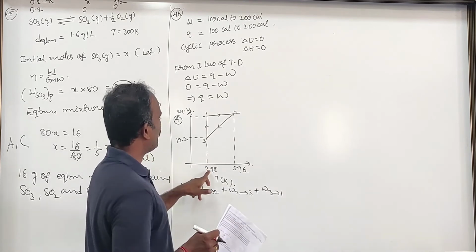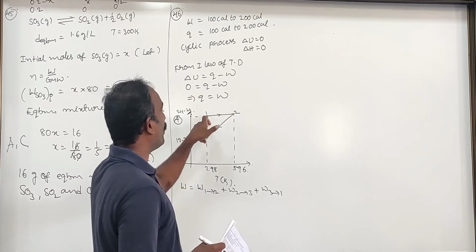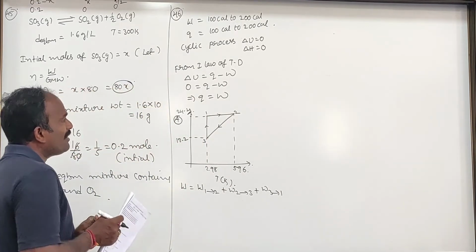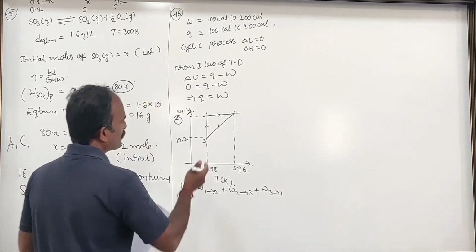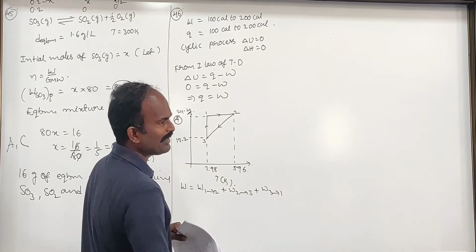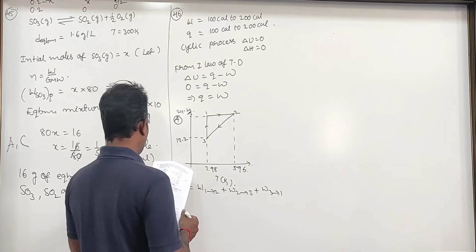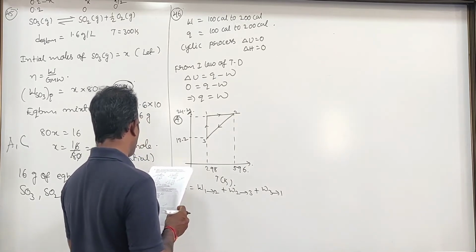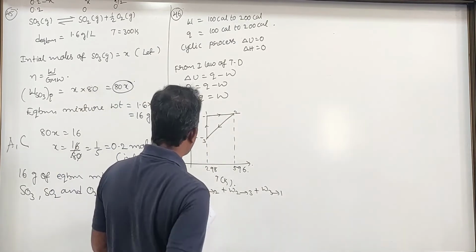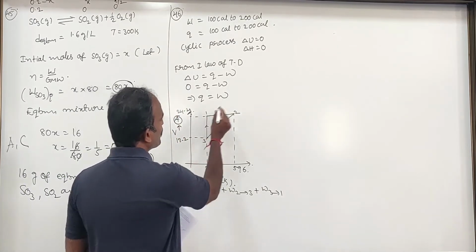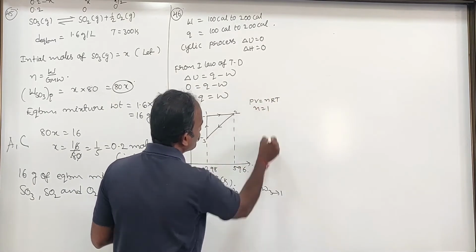How to calculate the work done from 1 to 2? Here the temperature you know. If I know the volume, then I can calculate minus P into delta V. Volume is given but we don't know the pressures. So how can we calculate the pressure? First one, PV is equal to nRT, given that n equal to 1.